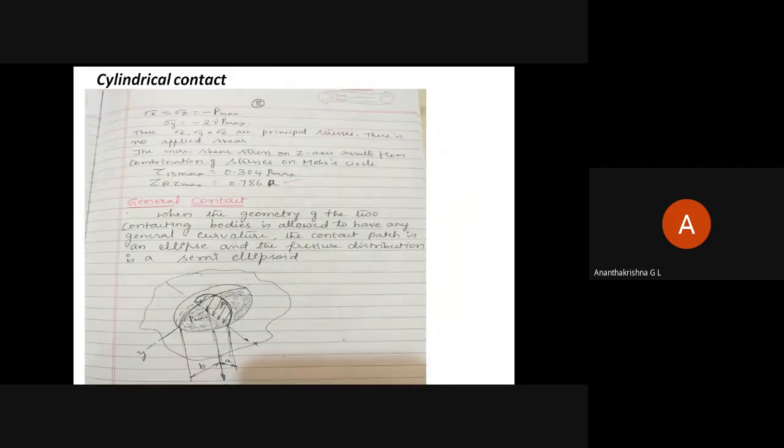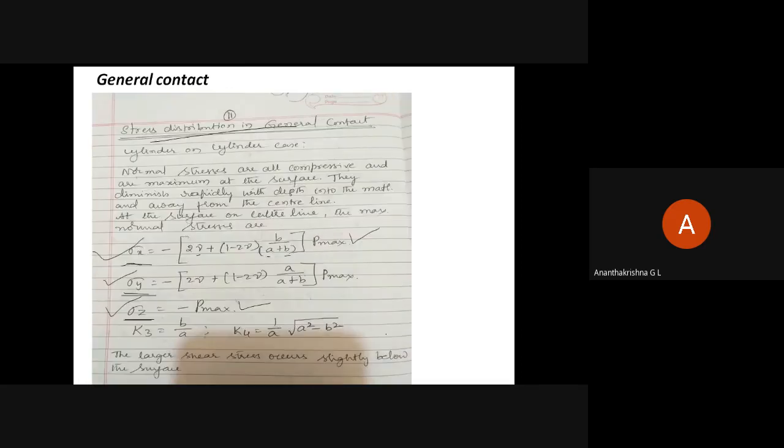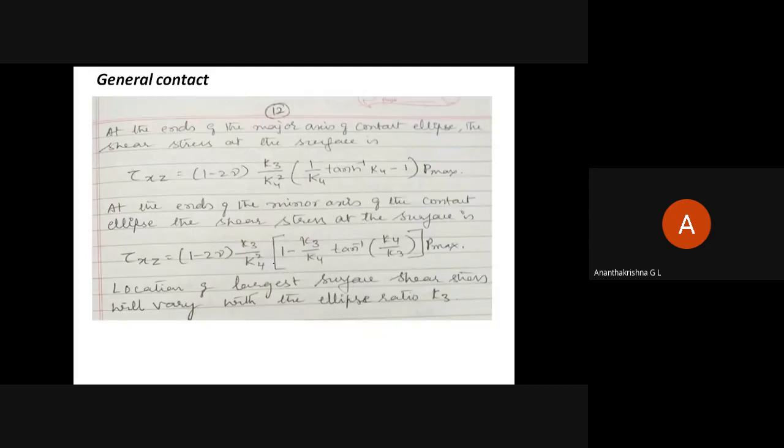Then we came to general contact. So how many contacts are there totally for us to learn? How many contacts so far? What are the contacts that we studied so far? Yeah, someone? Mithun? Sir, 3, sir. Yeah, what are they? Spherical contact, cylindrical contact and general contact. Okay, all right. So these are the three types of contacts, and then we solved a few problems appropriately.